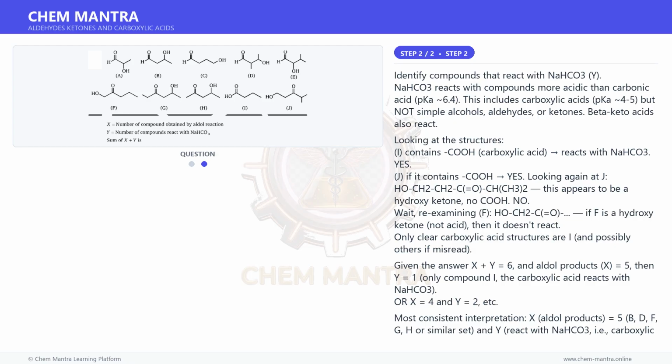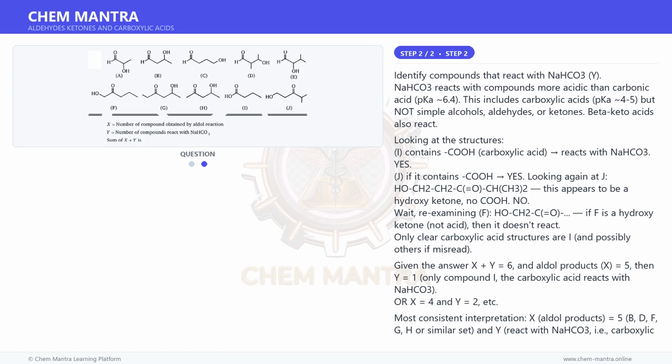And for the final step, identify compounds that react with NaHCO3, Y. NaHCO3 reacts with compounds more acidic than carbonic acid, pKa 6.4. This includes carboxylic acids, pKa 4-5, but not simple alcohols, aldehydes, or ketones. Beta-keto acids also react. Looking at the structures, I contains COOH, a carboxylic acid, and reacts with NaHCO3. Yes. J, if it contains COOH, yes.